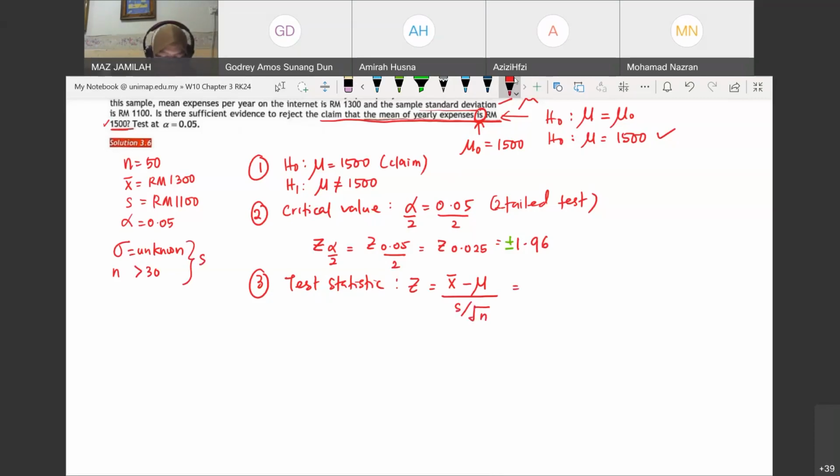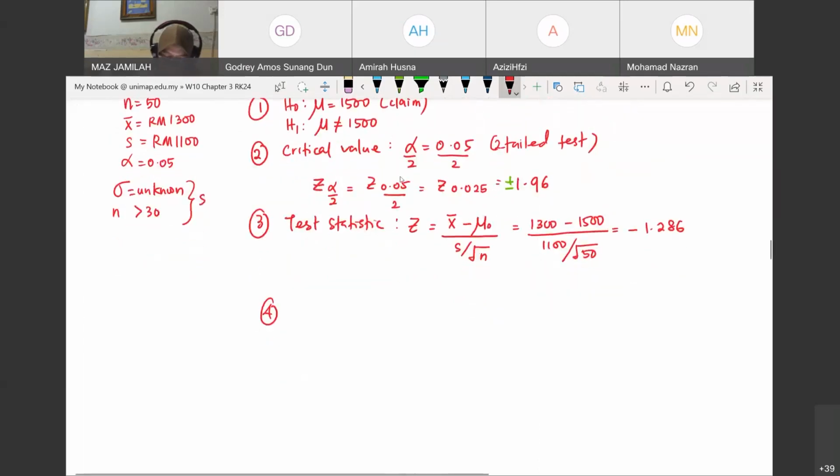So our X bar is 1300 minus the mu hypothesized, mu not here, is your 1500, divided by 1100 over square root of 50. In this case, we will get negative 1.286.